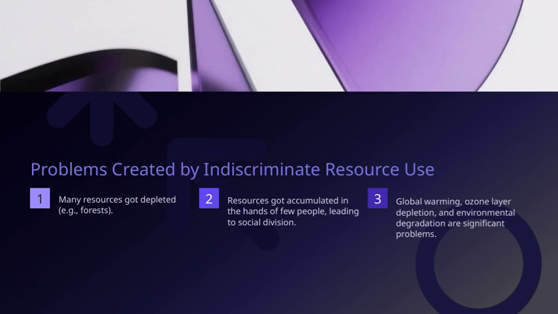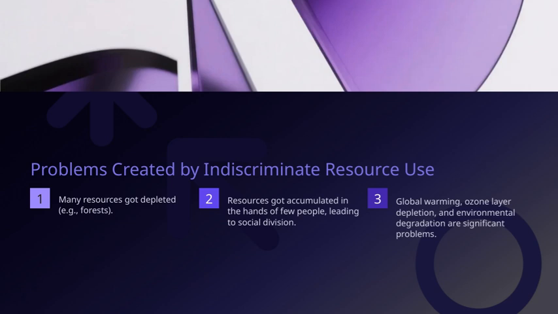Next, we observe that resources have often been accumulated in the hands of just a few people, which leads to social division and inequality. This concentration of wealth and resources can cause social tension and unrest. Finally, many vital resources, like forests, have been severely depleted. This loss not only impacts biodiversity, but also affects climate stability and the livelihoods of communities dependent on these resources.